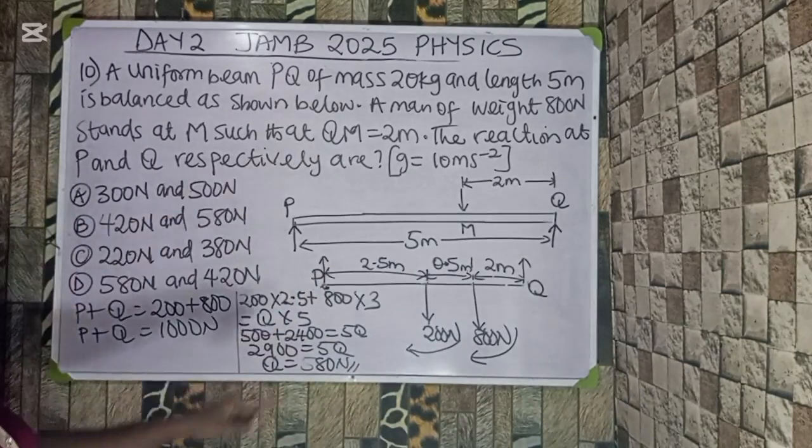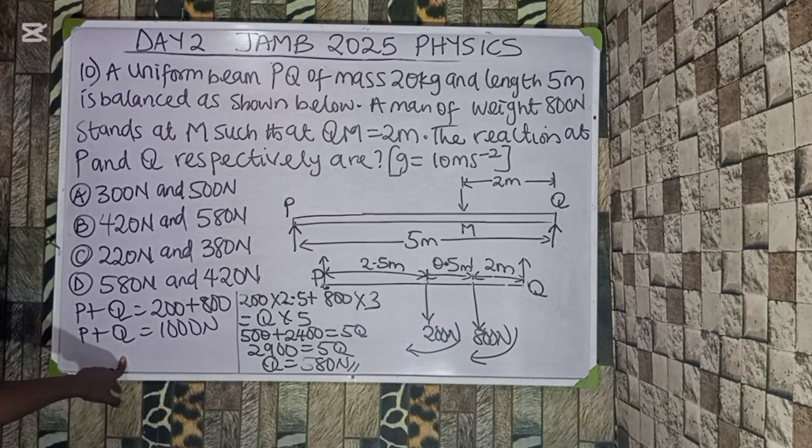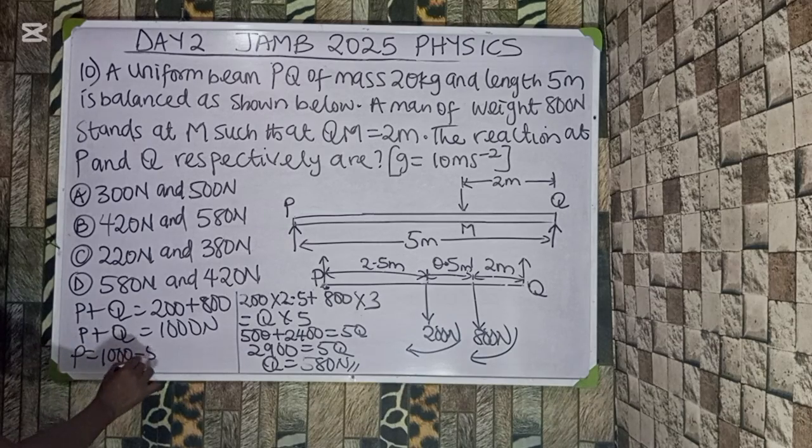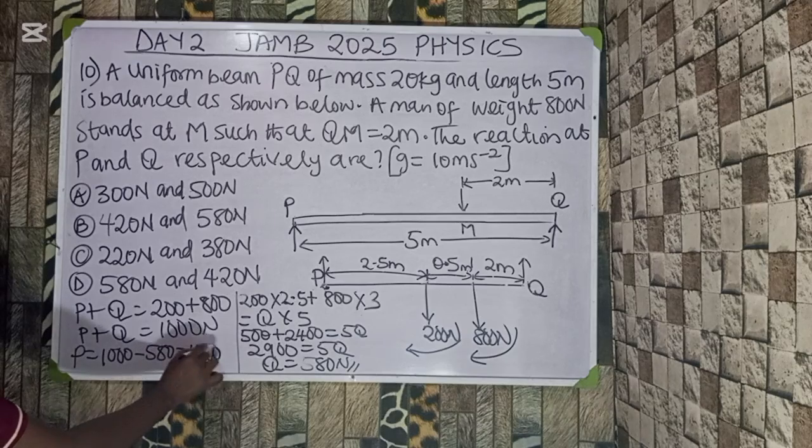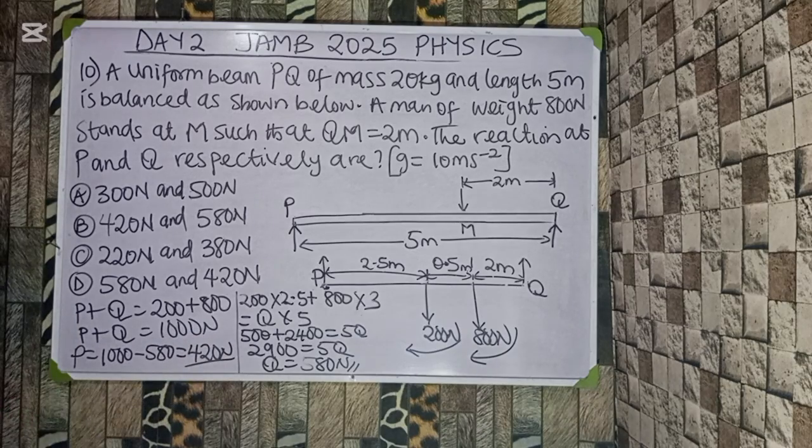Now if I've gotten Q, I can now get P from here if I put the value, right? By saying that P is equal to 1000 minus 580, which is going to give me 420 Newton. I hope that is clear. Now this is how to solve this kind of problem. So the correct option is what? They said at P and Q. So my P is 420 while my Q is 580. I hope that is clear.